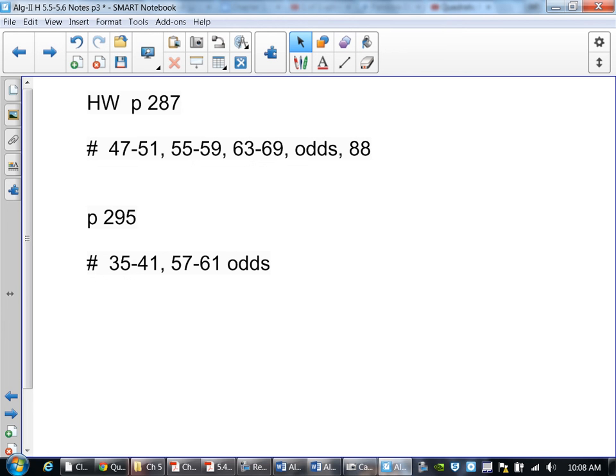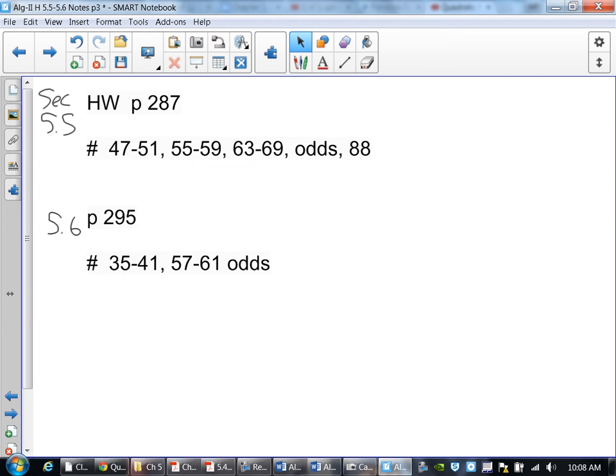The top one is section 5.5. This is 5.6. All the problems I'm giving you here are odd numbers, so that way you can check your solutions. They're all odd problems. You'll check all your solutions.